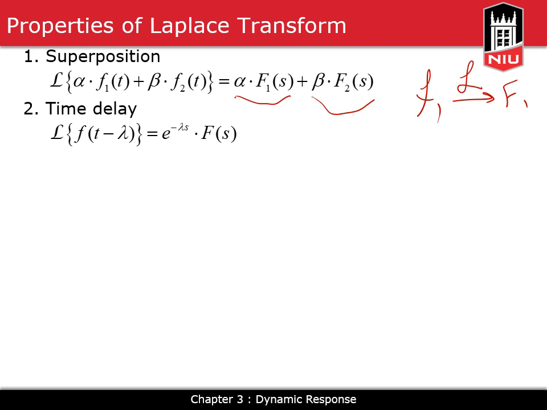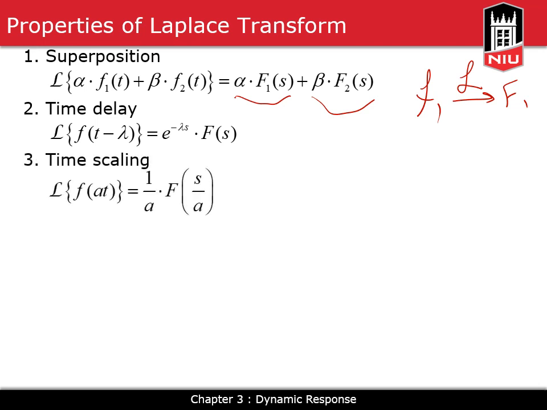Second one is time delay. If the Laplace transform of f of t is F of s, then the Laplace transform of f of t minus lambda, where lambda is a constant, is going to be e to the power of negative lambda s times F of s. We will see this property several times when we apply the Laplace transform or the inverse Laplace transform.